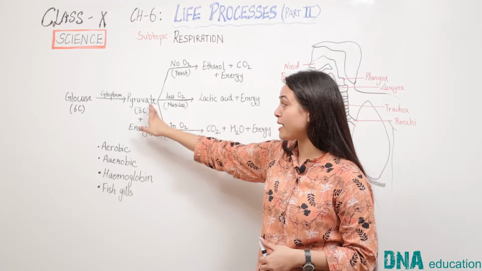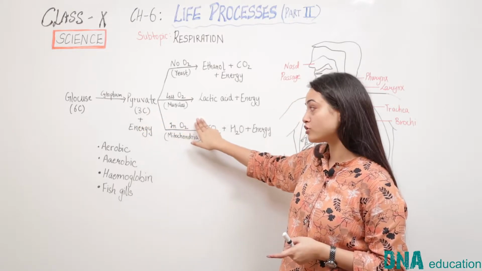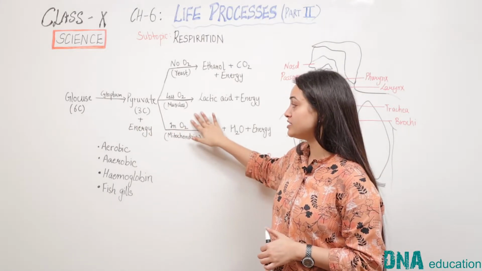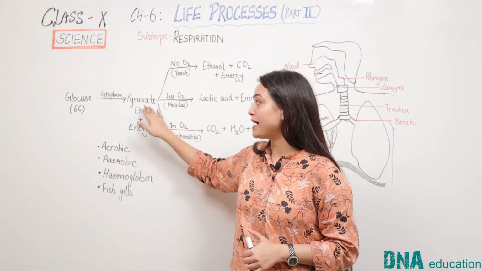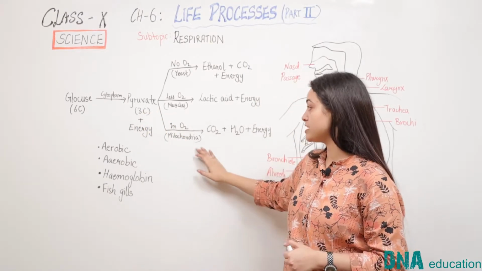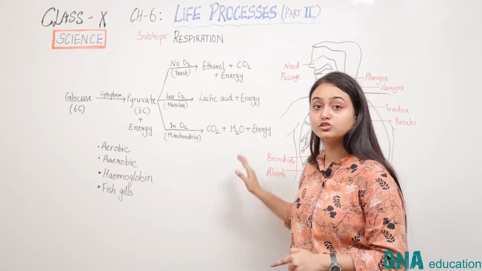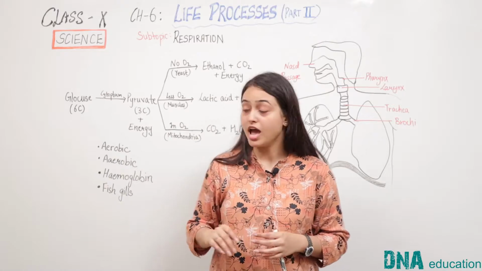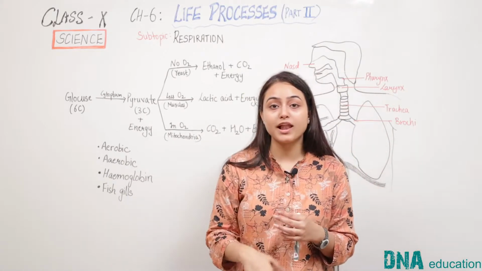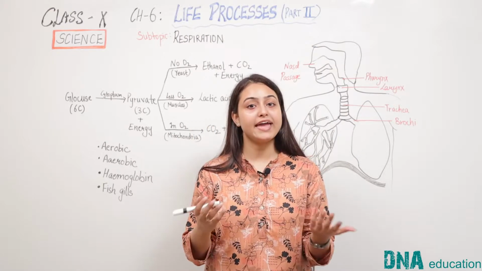Another pathway for the pyruvate that is formed in the cytoplasm is in the presence of oxygen. This is the pure case of aerobic respiration. When there is sufficient oxygen, then pyruvate goes into the mitochondria of the cell, where it breaks down into carbon dioxide and water with the release of a large amount of energy. The carbon dioxide produced in the mitochondria is expelled out of our body by our respiratory system during exhalation.